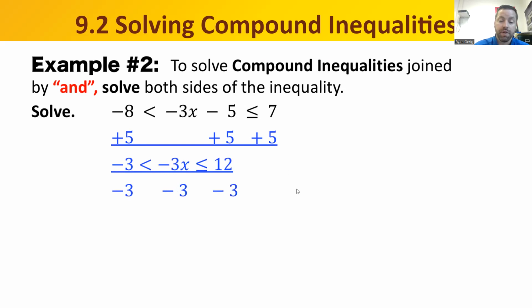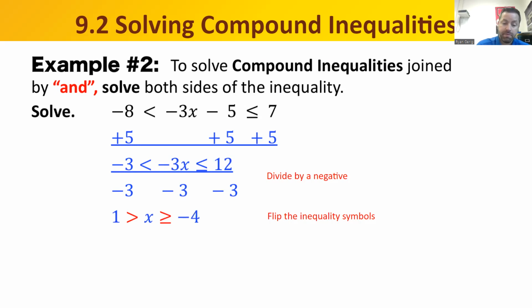Now, when you divide by a negative, you flip the inequality symbol, and there's 2 of them, so you flip both of them. So -3 divided by -3 is 1. Flip the sign. -3 divided by -3 is 1x, so just x in the middle. Flip the symbol again. 12 divided by -3 is -4.